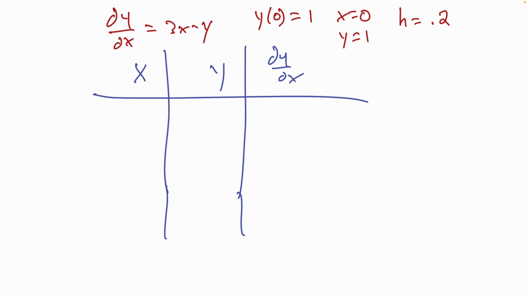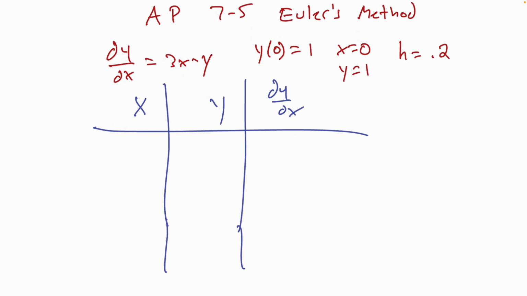Now, how many rows need to be on our table? Well, it just depends. In this particular problem, let's imagine that the instructions would say approximate the y for x equals 1. And we're already given a step size. So we're going to have to start at x equals 0, which is the point we're given, then approximate at 0.2, then 0.4, then 0.6, then 0.8. Then finally we'll get to x equals 1, and we'll be getting our approximate answer from there.